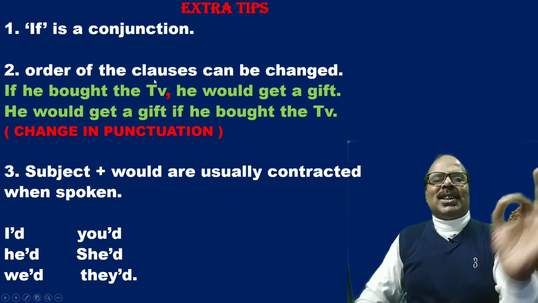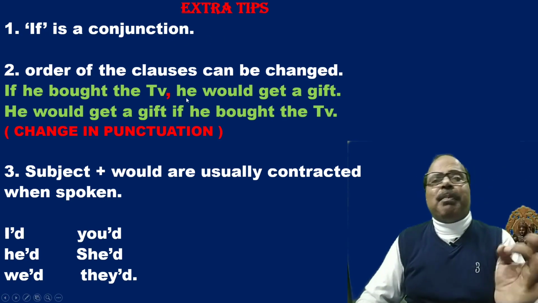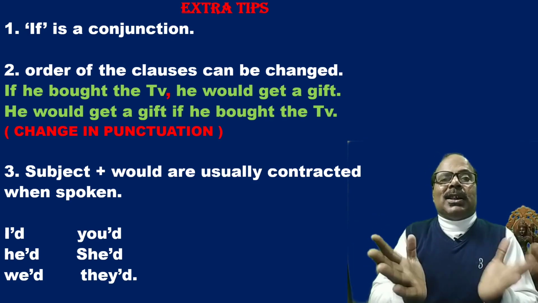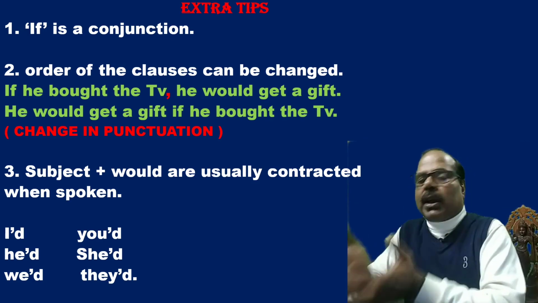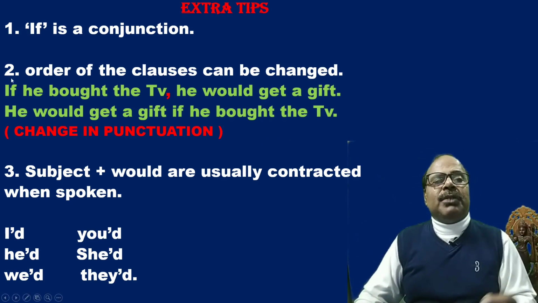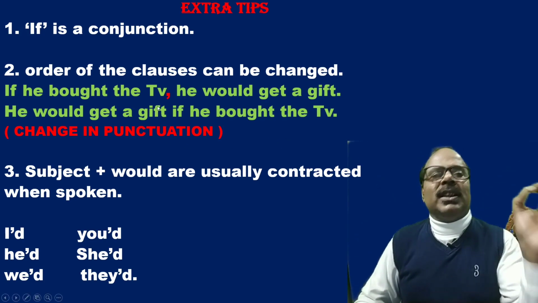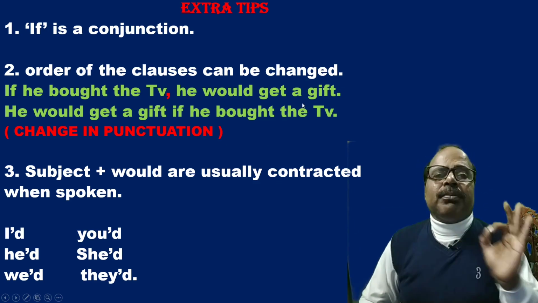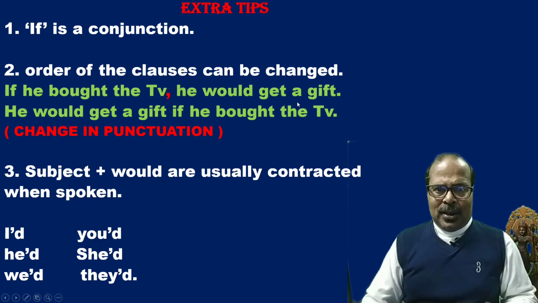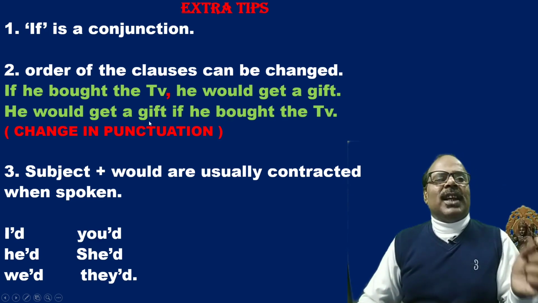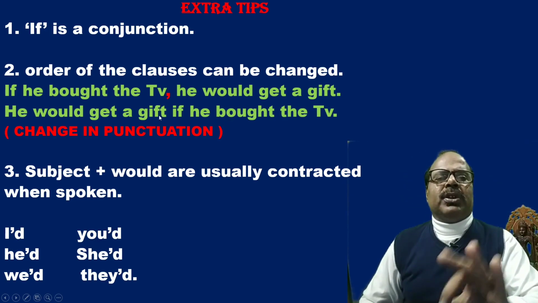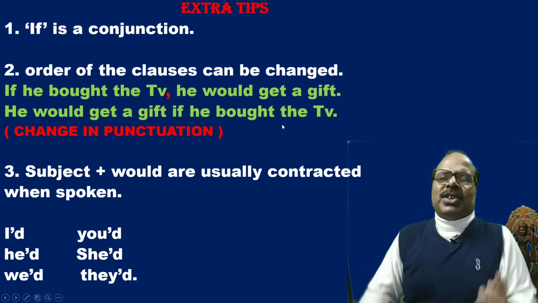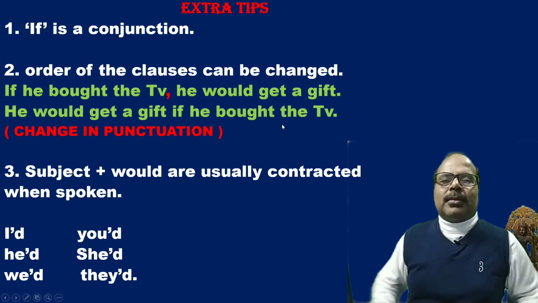Let us see a sentence. If he bought the TV, perhaps a TV company gave an offer. কোন একটা অফার দিয়েছে একটা টিভি কোম্পানি যে এই টিভিটা কিনলে একটা গিফট দেওয়া হবে। If he bought the TV, the conditional clause is in the beginning, conditional clause প্রথমে রয়েছে, and the result clause, he would get a gift. And in the second sentence, he would get a gift, result clause প্রথমে ইউজ করা হয়েছে, if he bought the TV. Same sentences, same meaning.